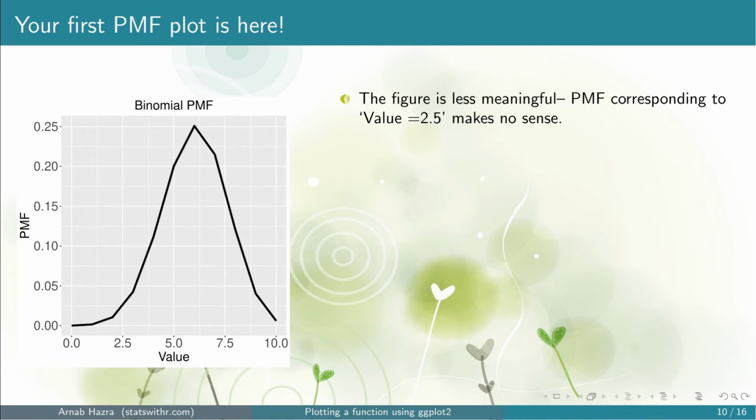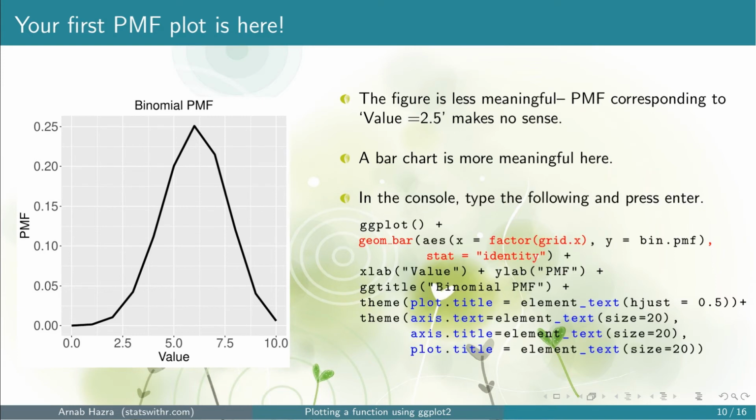Note that this figure is less meaningful as this has a continuous x-axis, but we should have only some discrete integers. Thus, we need to consider a bar chart instead of a continuous curve. We have a separate video on how to create a nice bar chart in R using ggplot2. For the time being, here we just make some small changes to the codes we have so far and proceed. Let's see the changes in the code.